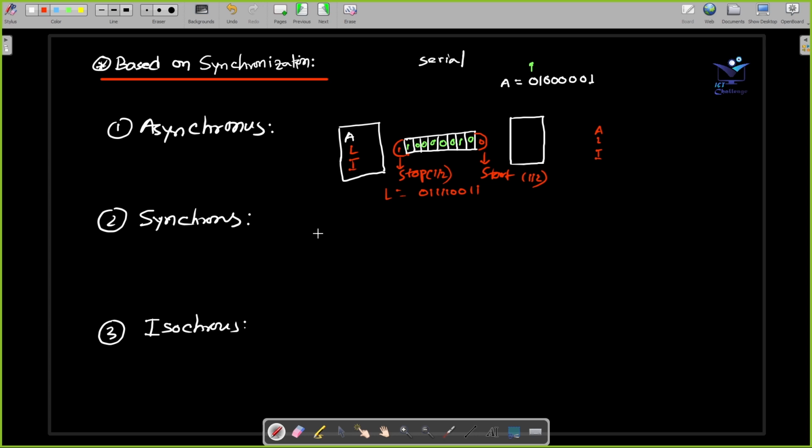So what is the synchronous data transmission system? Again, if I draw another device here for the synchronous data transmission, this is our one device, and this is our another device.